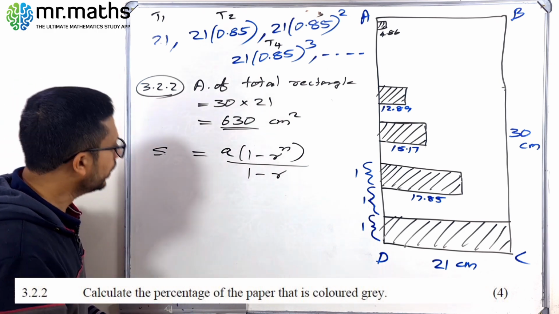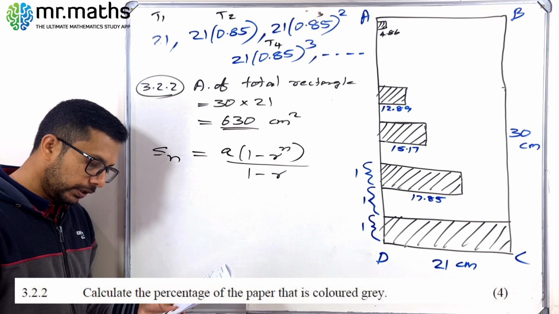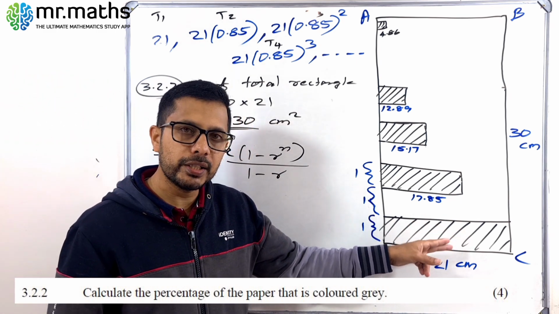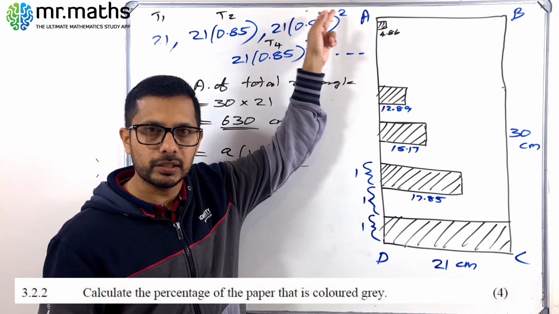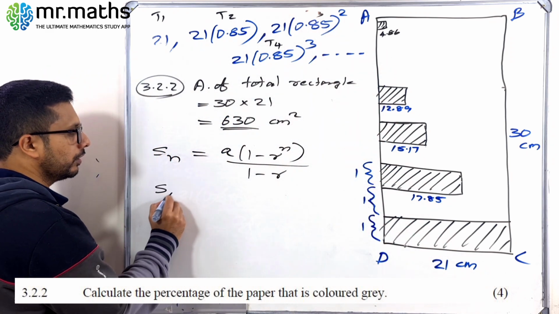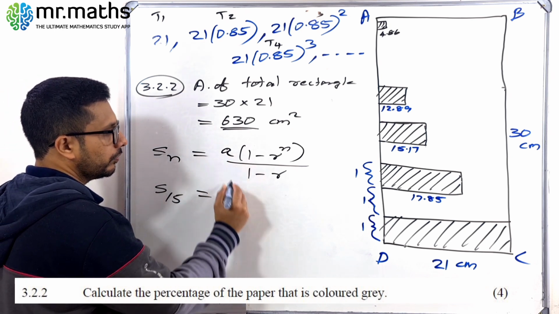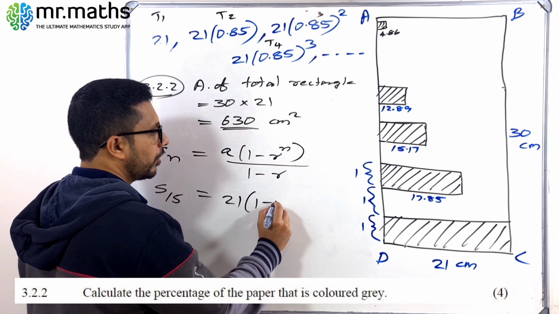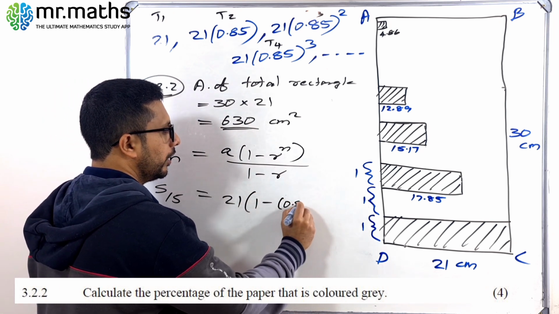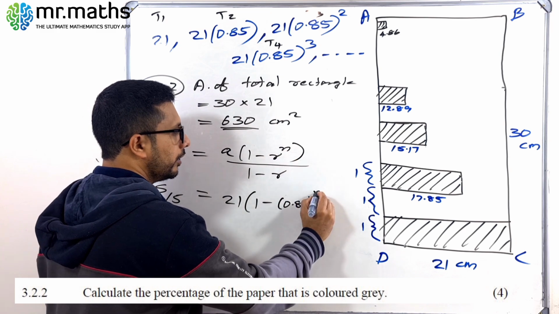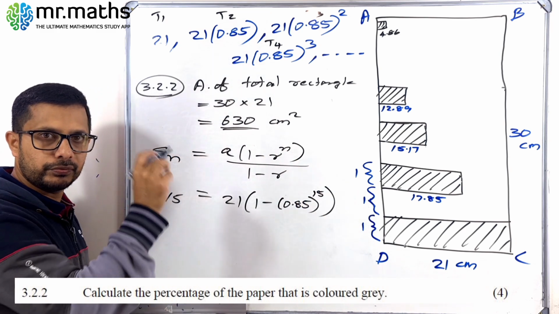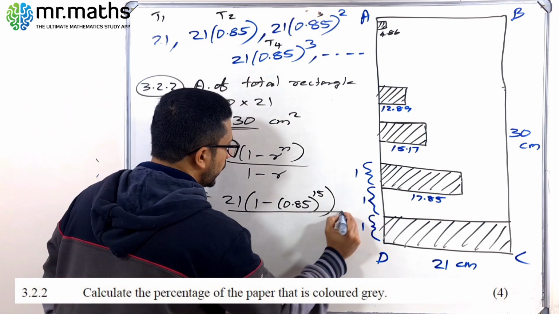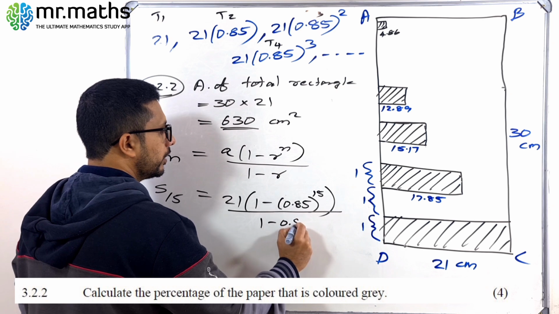So here let me write the formula Sn. Here we have to find the sum of the areas of these 15 rectangles. So it is S15. S15 is equal to a, the first rectangle, 21 centimeter, times 1 minus r, r is 0.85, raised to n. n is 15. We know that there are 15 rectangles. Half of that is gap, half is rectangle. Divided by 1 minus 0.85.